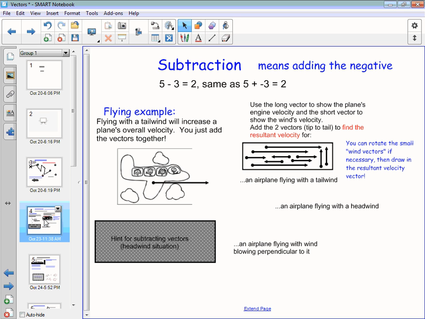Flying with a tailwind will increase your plane's overall velocity. So when we say a tailwind, we just imagine winds hitting our tail, right? It's pushing us along, yes? Okay, so we're just going to add the vectors together. What would it be if it were a headwind, do you think?